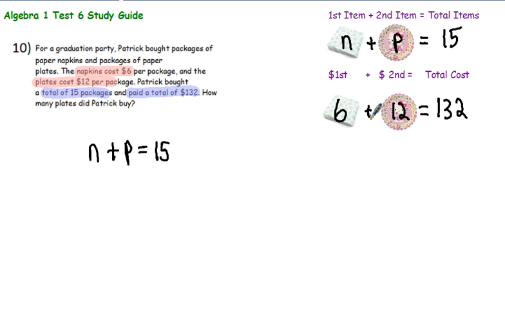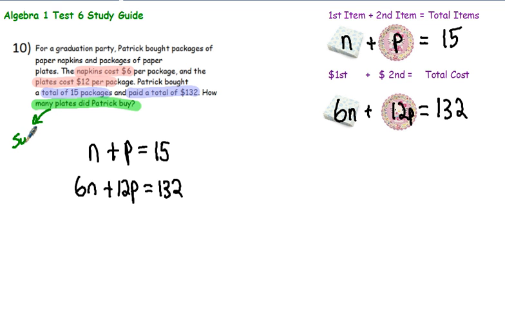Well, it's $6 per napkin. And again, I don't know how many napkins, so we're going to put in N. 6N plus 12P. So that would be my second equation. I've got 6N plus 12P equals 132. The question says, how many plates did Patrick buy? So what they want us to do is solve for P. That's what that means. Now we could solve for both N and P, but the question just asks for plates.